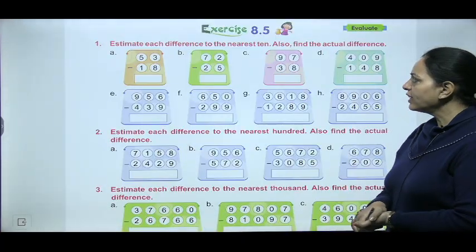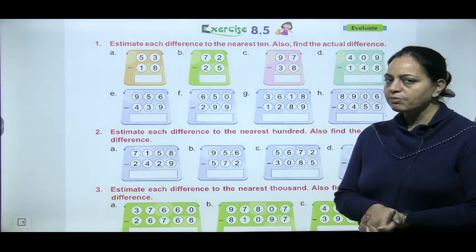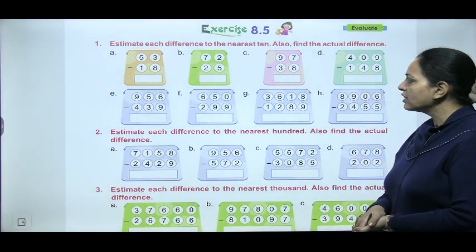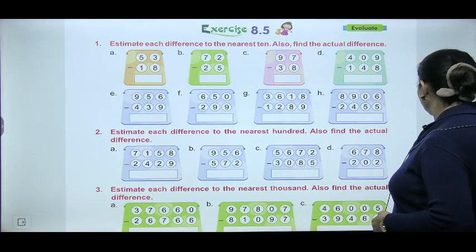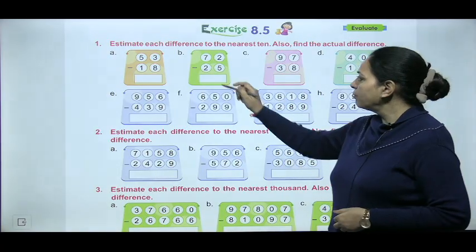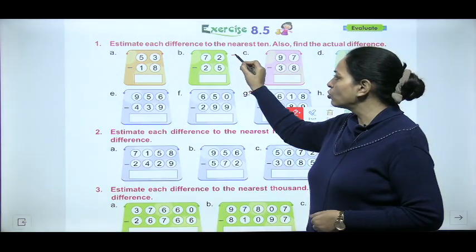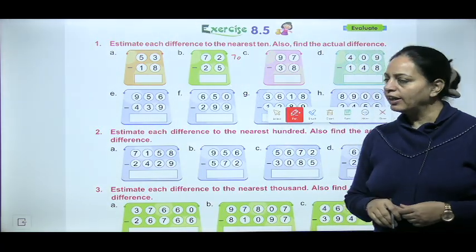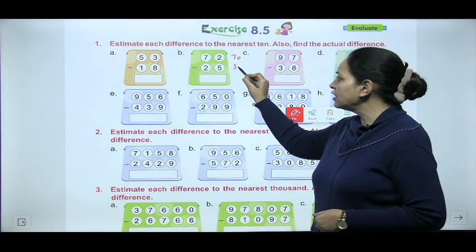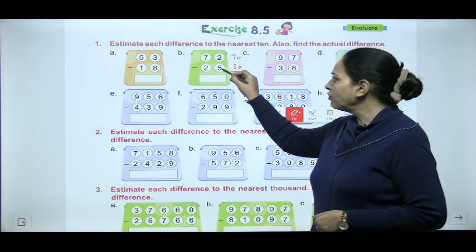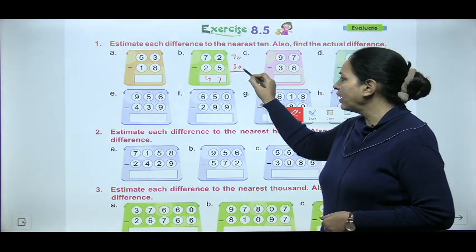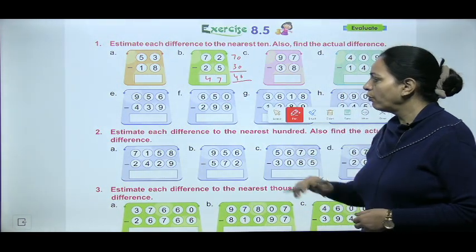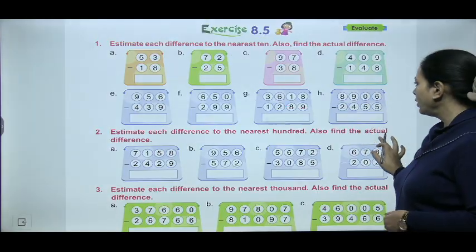Okay. Now exercise 8.5, the first question, estimate each difference to the nearest 10. Also find the actual difference. So like here, B part 72. So 70 and 25. This is 30. So find first actual. Actual is 47 and this is 40. Right? Similarly, you can try remaining parts.